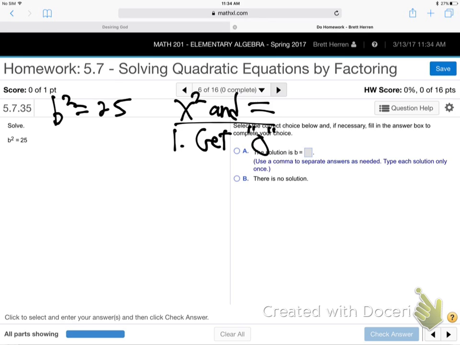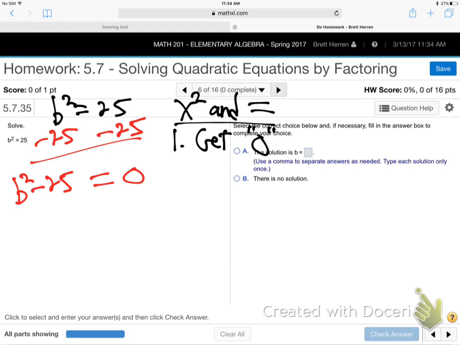So you see what I'm talking about? On this problem, they don't have the 0 yet, so we've got to get the 0. The first step on this problem is to subtract 25 from both sides to get a 0 over there. Everybody with me? That's step 1. If they don't have a 0 for you, you've got to get a 0 over there. Are we good? Subtract 25 from both sides. Get a 0 over there.